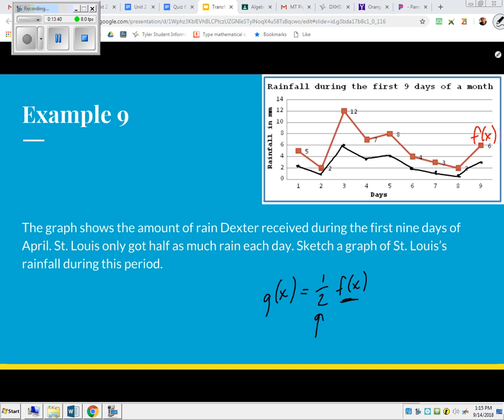What I'm really wanting you to see on this graph is that I took this red line and I'm just stepping on it and compressing it down by 1/2. Okay?